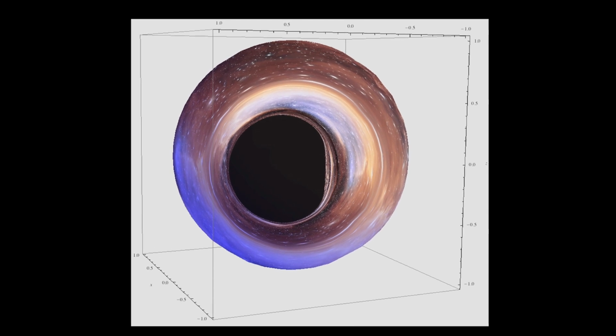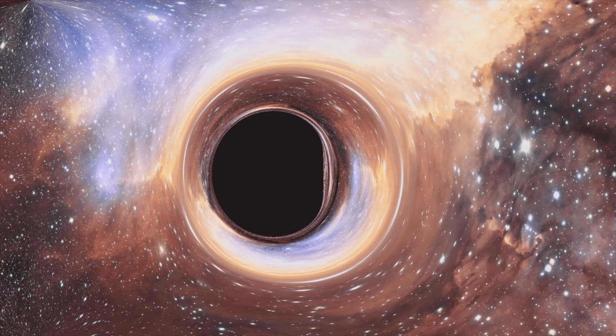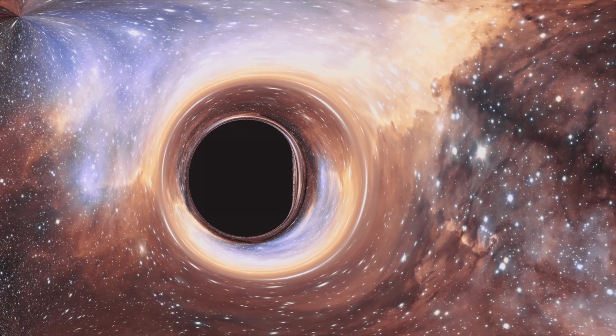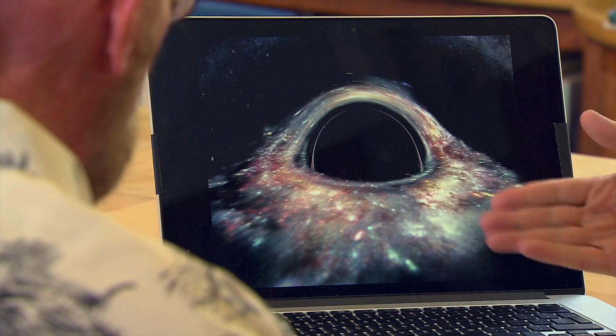The visual effects department under Paul Franklin and everybody at Double Negative took Kip's mathematical data and they created real visual representations of what a black hole is meant to look like. The collaboration has produced visualization of things which nobody had ever managed to do before.